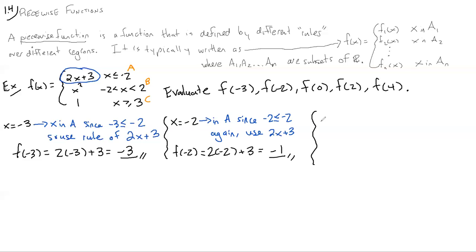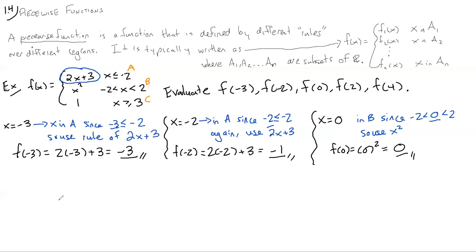All right, f of 0. That one's not too hard to find. It's a little bit more clear since it's not on an edge. So this is in B, since negative 2 is less than 0 is less than 2. And so that means that we're going to use the x squared rule. We just plug in: f of 0 is 0 squared, which equals 0.